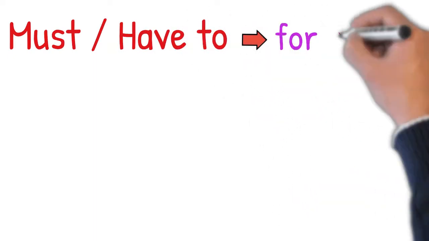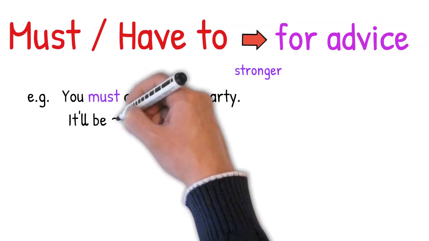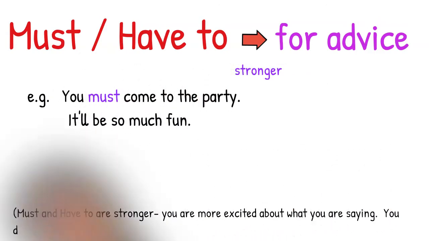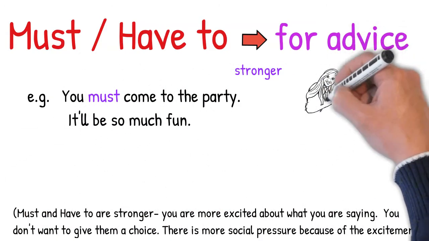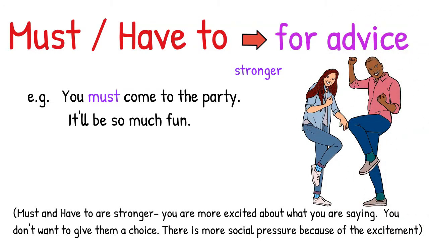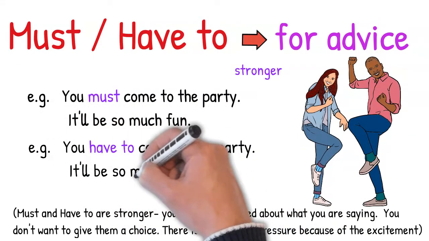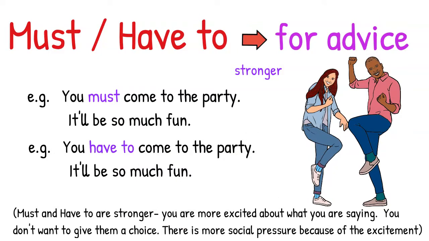Now let's look at the modals must and have to. Remember, it's pronounced "hafta." So must and have to for advice is stronger. For example, you must come to the party. It'll be so much fun. So you can hear my excitement in "you must come to the party" in the emphasis of my sentence. Or you have to come to the party. It'll be so much fun.